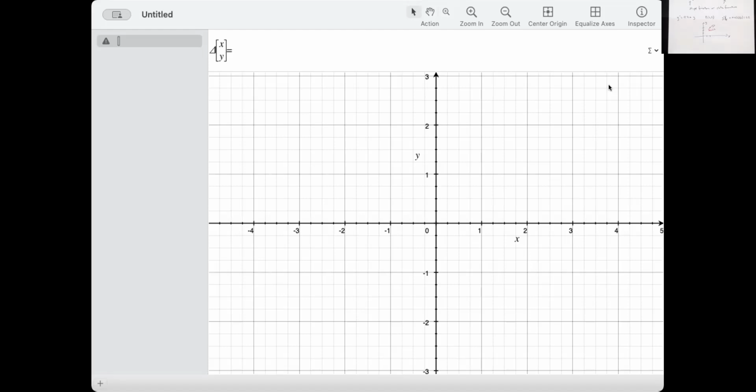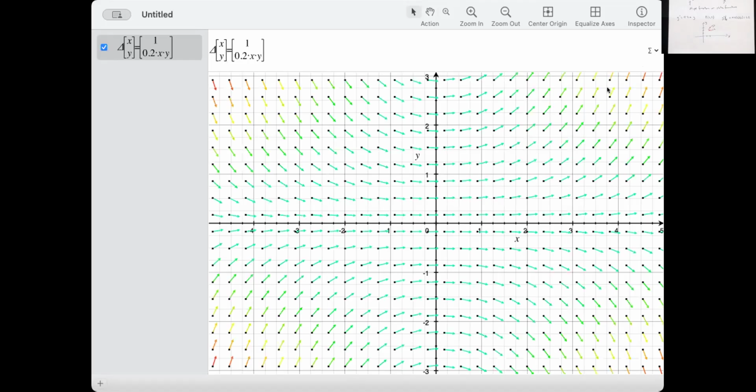So I'm going to set this equal to another vector. And that vector has as the x part, 1, and as the y part, 0.2 times x times y. And then my computer will draw all this stuff for me. Look, a whole bunch of arrows.